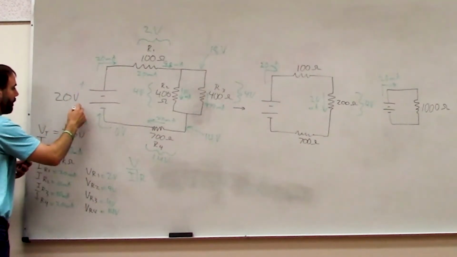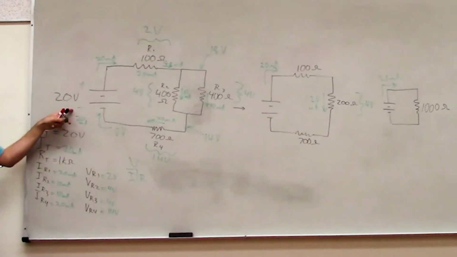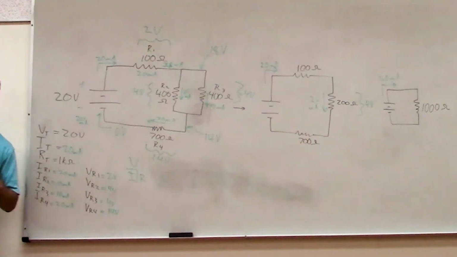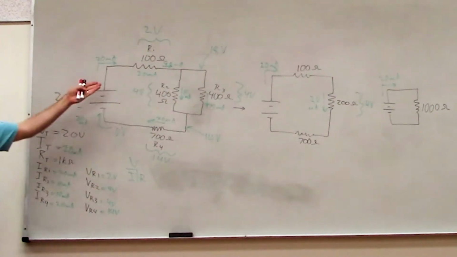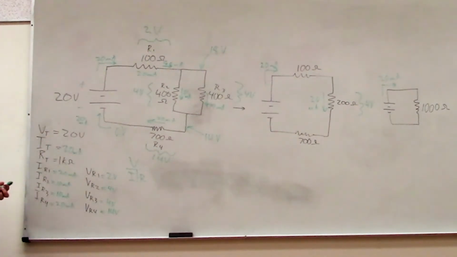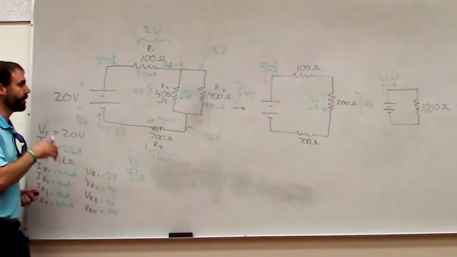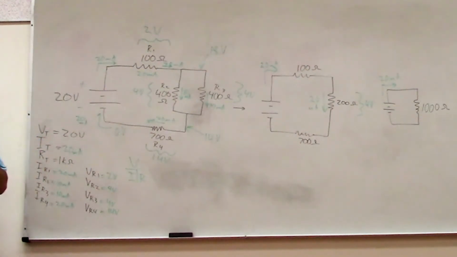I'm going to draw the current flowing from the positive terminal of the battery to the negative terminal of the battery. That's called conventional flow. That's the way that I learned it, so that's the way that I always draw the current flowing. So the current always flows from a positive voltage to a negative voltage.